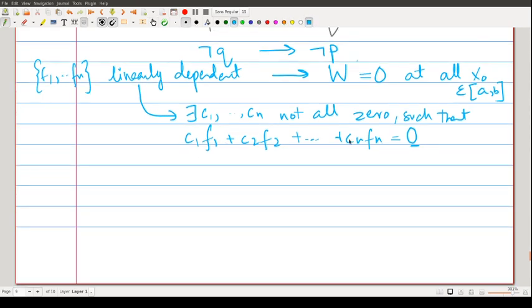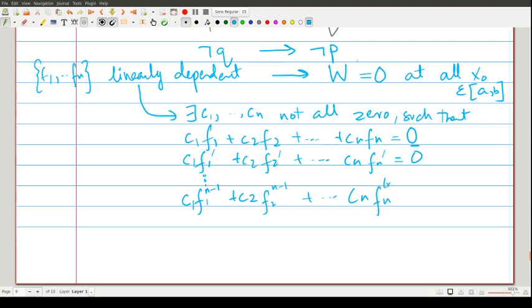Now if I differentiate this equation, I get C1 F1 prime plus C2 F2 prime plus dot dot dot Cn Fn prime. And again the same Ci's work for this equation as well, because I'm just differentiating both sides. And so if I keep differentiating over and over, differentiating n minus 1 times, I get C1 F1 (n minus 1) plus C2 F2 (n minus 1) plus dot dot dot Cn Fn (n minus 1) equals 0.